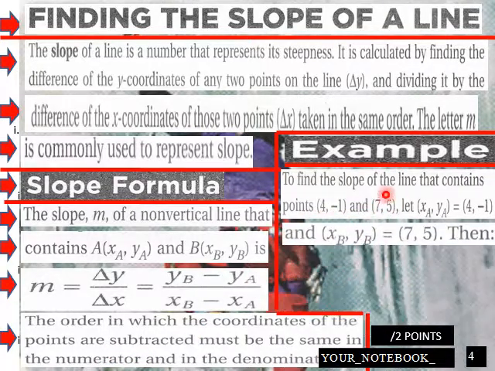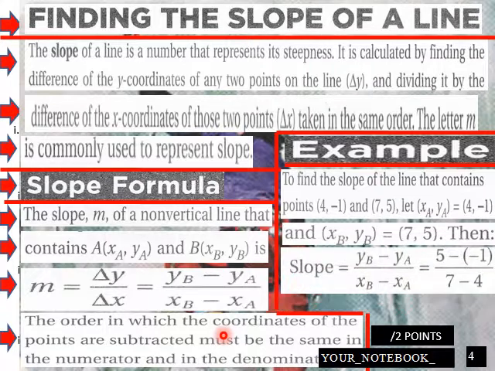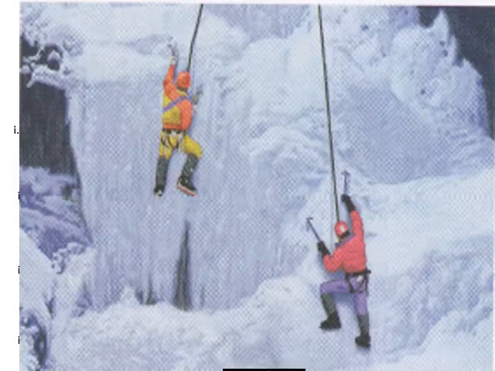So we're going to find the slope again of these 2 points, the line connecting those two. So here's our plug-in. We have the difference of our y coordinates, 5 minus -1, over 7 minus 4. And we have 5 plus 1 over 3, which is 6 over 3, right?